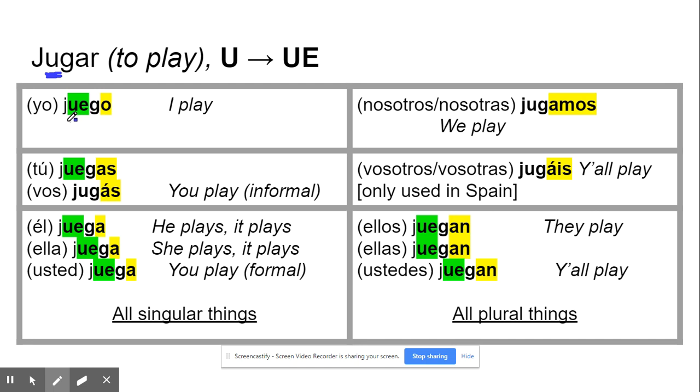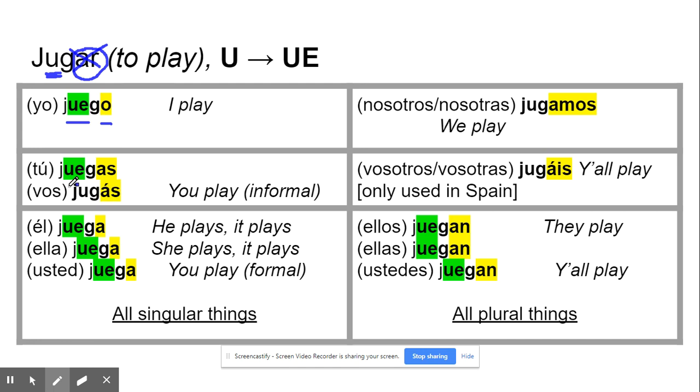The U changed to UE, highlighted in green. And then I just have my regular AR verb yo ending, which is O, because jugar is an AR verb. So I took off that AR and I replaced it with an O for I play, yo juego. Then for tú form, same thing. We have UE highlighted in green, because that U changed to a UE. And my AR ending is AS for tú form, tú juegas.